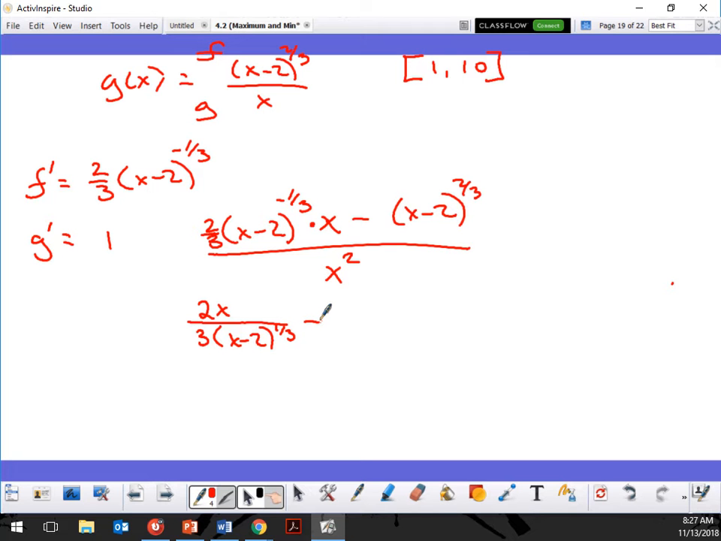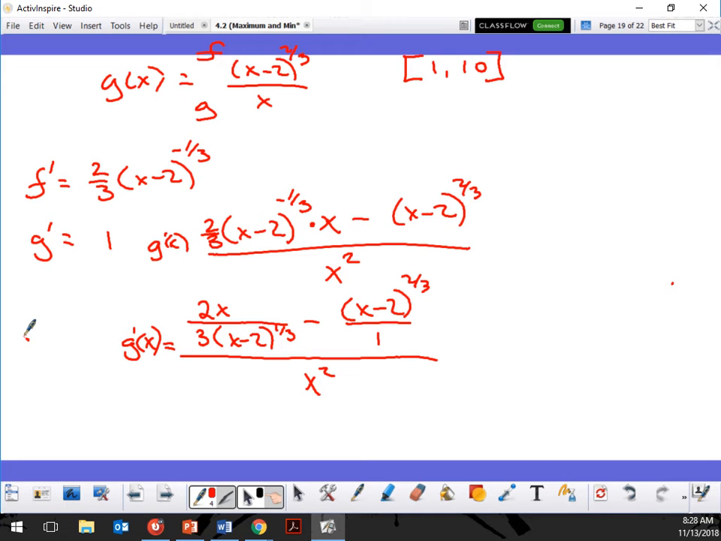There we go. All right, so this is going to be (x minus 2) to the 2/3 over 1, and all this right here is over x squared. I wrote it like this because it's going to make it a whole lot easier. We're going to have to combine these together and factor this, and to factor this, I need to be able to combine. My first issue here, because this is my g prime of x, again, g prime of x. So that's all of that right there.